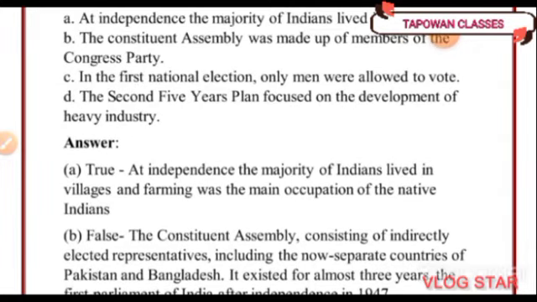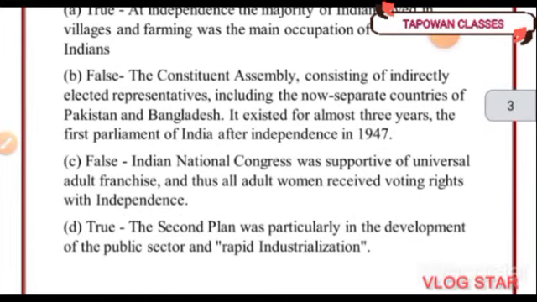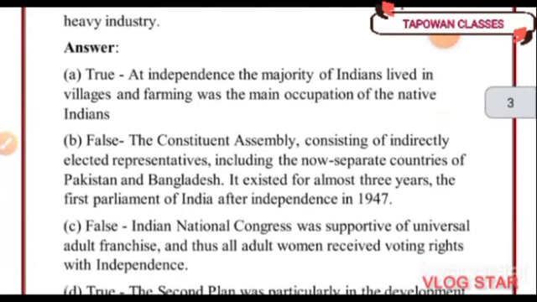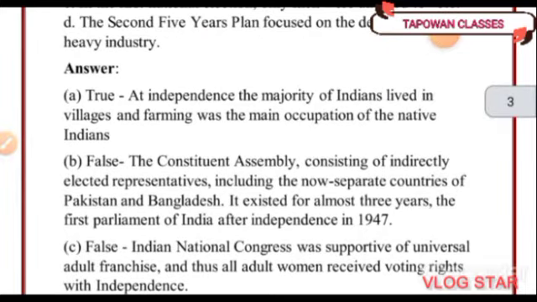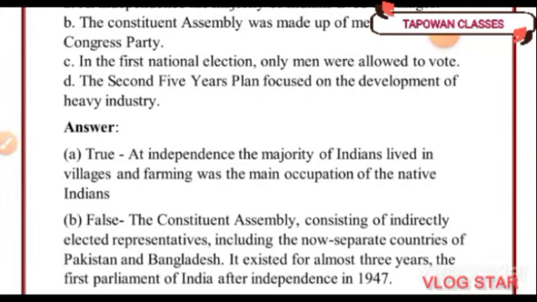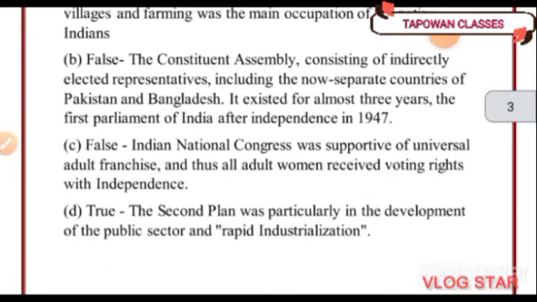Third, in the first national election only men were allowed to vote. This is also false. The Indian National Congress was supportive of universal adult franchise, and thus adult women received voting rights with independence. Fourth, the second five year plan focused on the development of heavy industry.